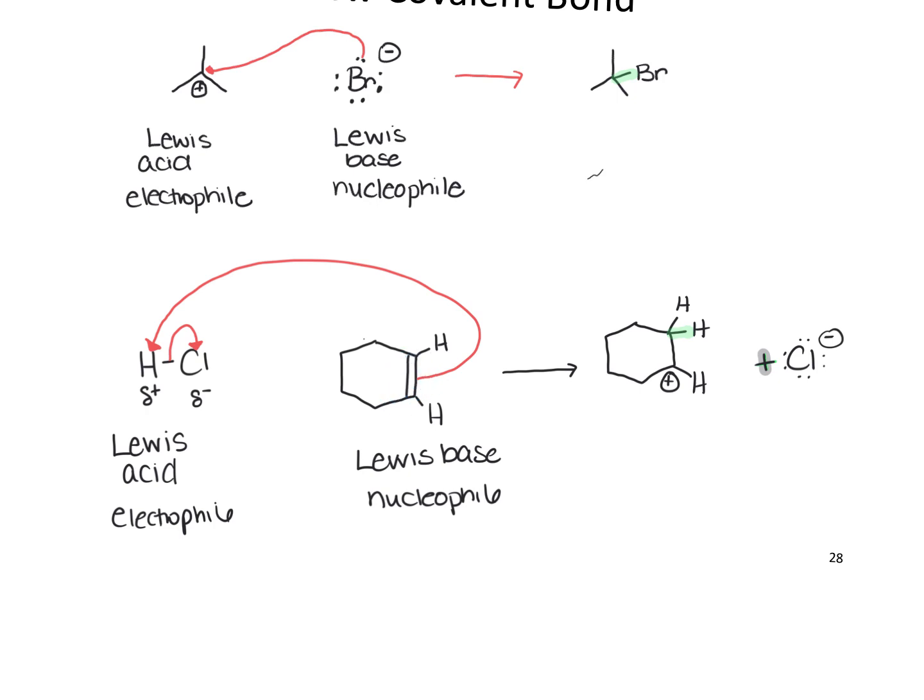Lots of negative electron density. It's attracted to something that's partially positive. That's where we see that reaction. Your ability to identify these types of patterns is critically important to predicting reactivity. And you're going to see this trend over and over and over again.